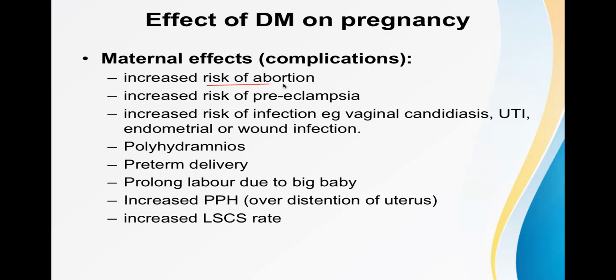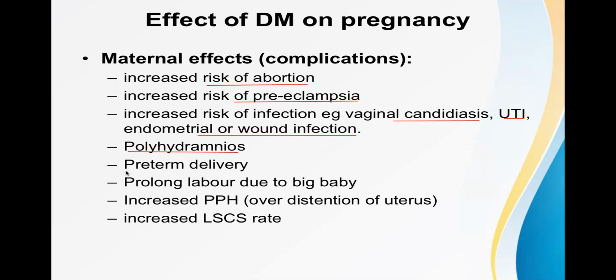There is increased risk of abortion. There is increased risk of preeclampsia. There is increased risk of infection like vaginal candidiasis, UTI, endometrial or wound infection. Means there is more chance of infection everywhere. These are the different examples here. Candidiasis is a fungal infection. UTI is caused by E. coli and other coliform bacteria. Endometrial or wound infection can be caused by any of the other organisms.